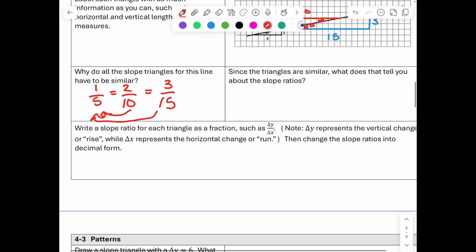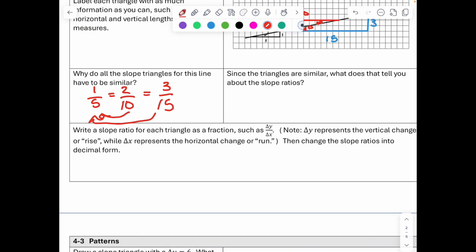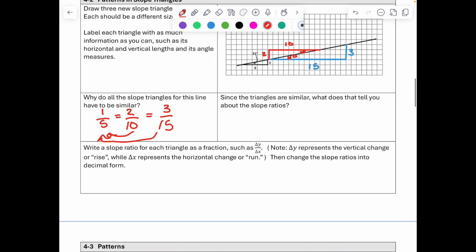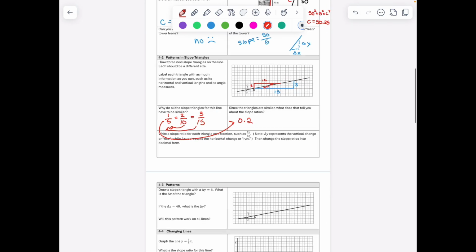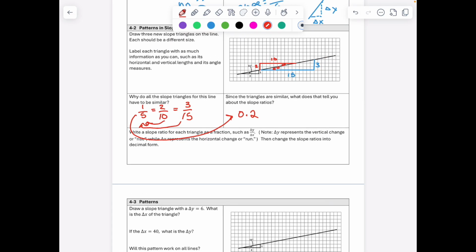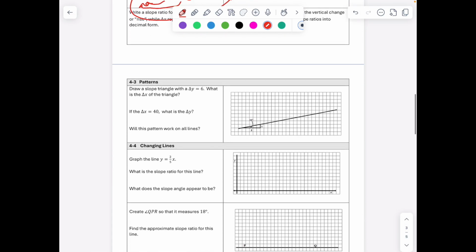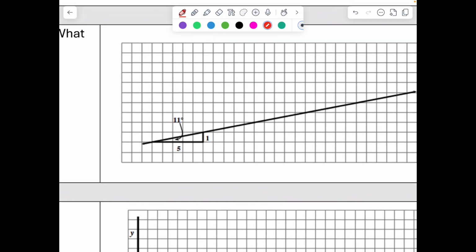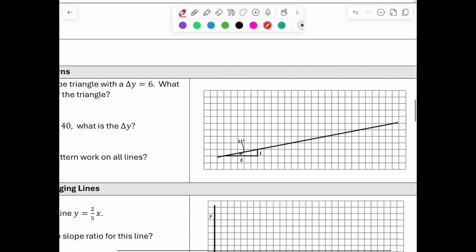So it tells us to write each slope ratio for each triangle as a fraction. We already did that up there. But all of these, 1 over 5 is 0.2. So moving on to the next page, they want us to draw a slope triangle with a change in y of 6. So I'm going to do that over here. I'm going to go down 6. 1, 2, 3, 4, 5, 6.